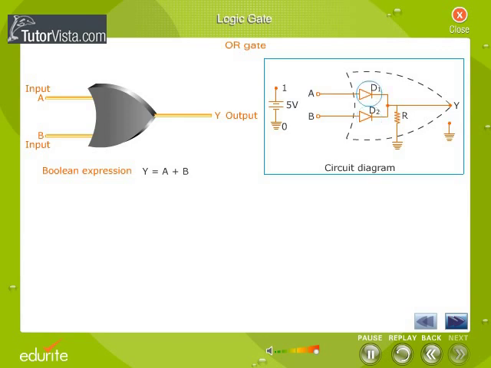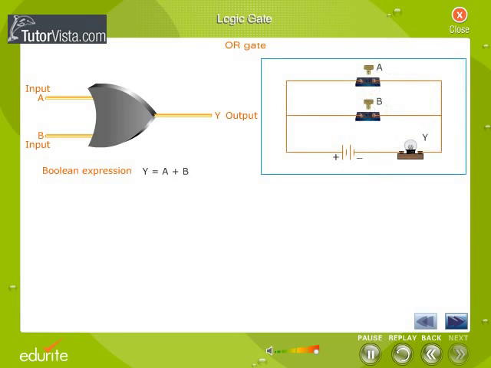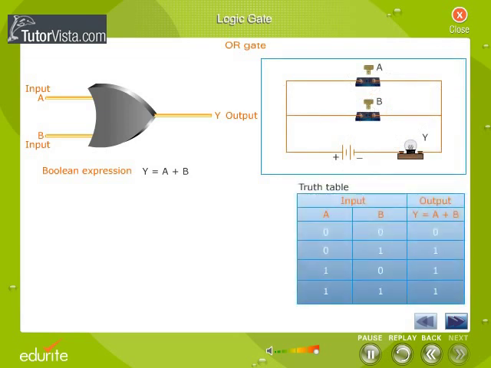The circuit consists of two junction diodes, D1 and D2, in such a way that N region of both the diodes are connected at one common point. Displayed here is the truth table for OR gate. To verify the truth table, click on the switches A and B.